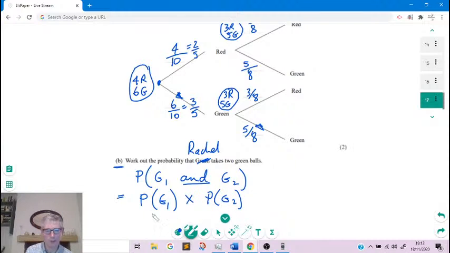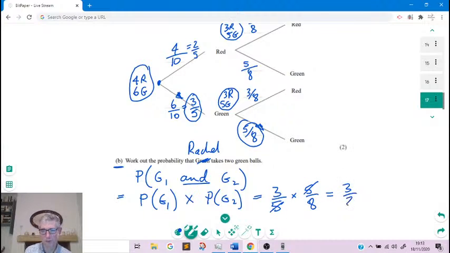So we just look at the 2 probabilities that represent those. It's the 3/5 and the 5/8. So I'm going to write that here. It's going to be 3/5 times by 5/8. I could do that on the calculator, but this one's quite a nice, easy one to simplify. I can see that the 5s will cancel there, and that's going to give me 3/8. So the probability of getting a green followed by a second green is going to be 3/8.